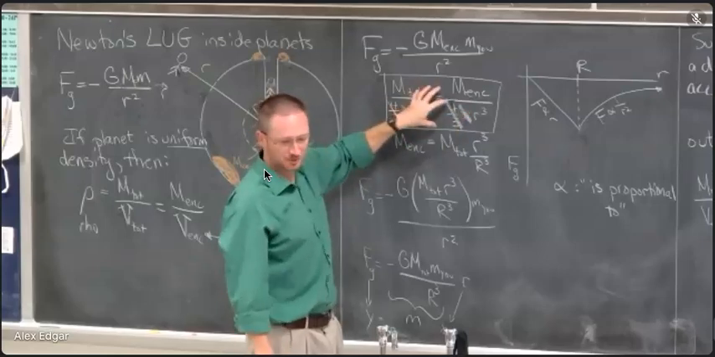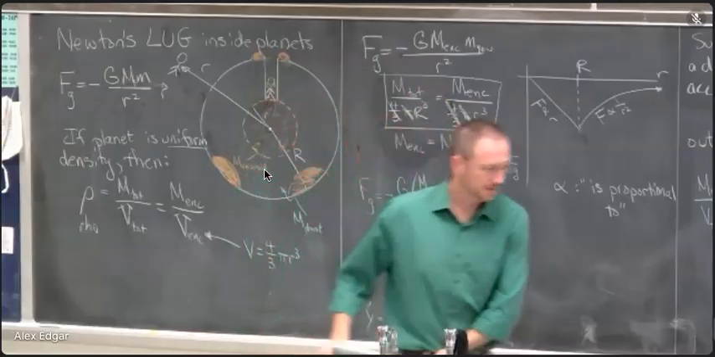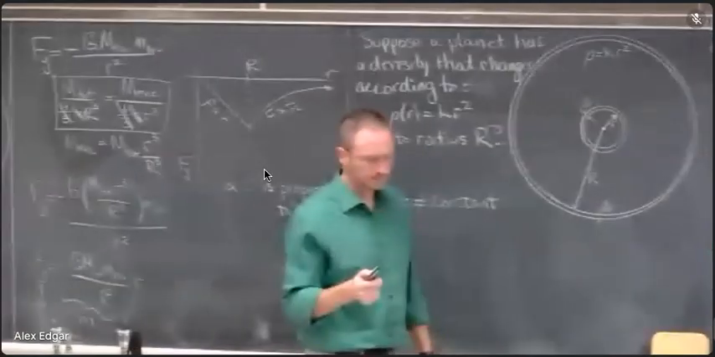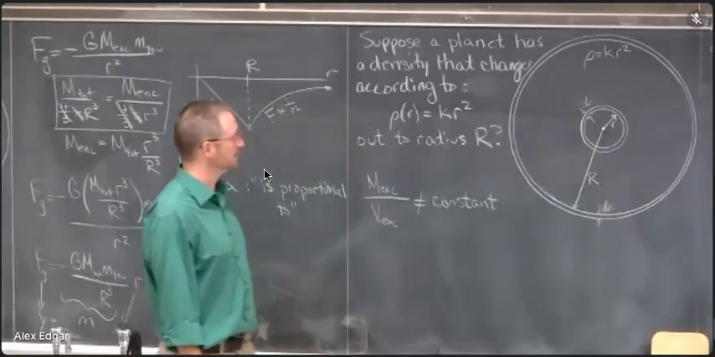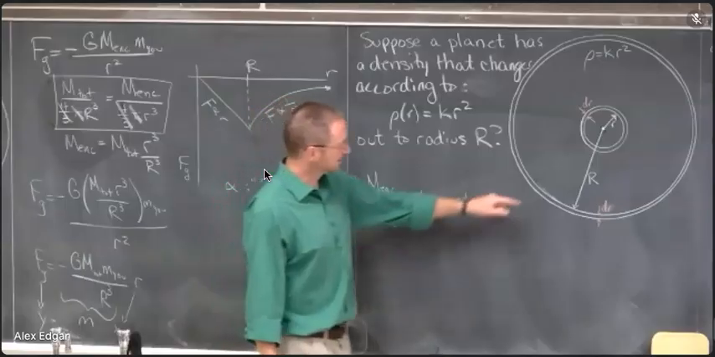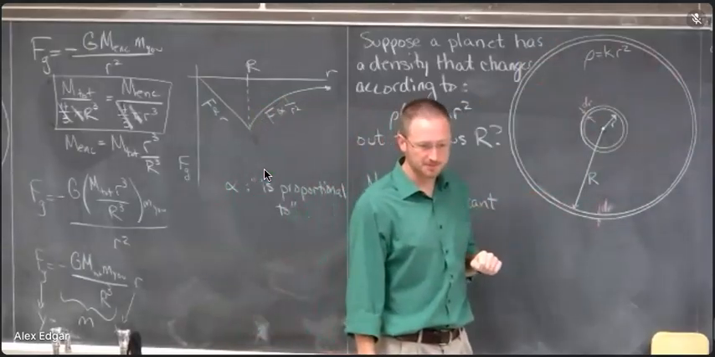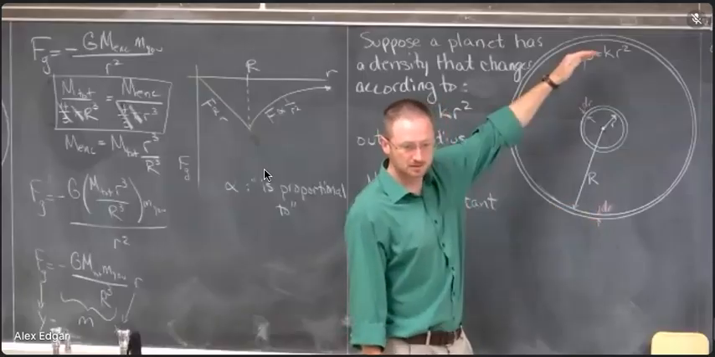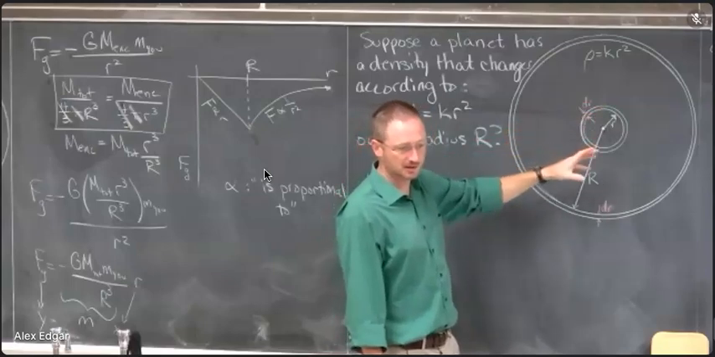What if it's a variable? What if it changes? Well, if it changes, then what we're dealing with is a planet that has a non-uniform density. So let's take a look at a planet that has a non-uniform density. I've drawn here a planet, and right outside here at the rim, that's the outside of the planet. This is a solid planet. It's solid all the way through, but it's a different solid as we go through.